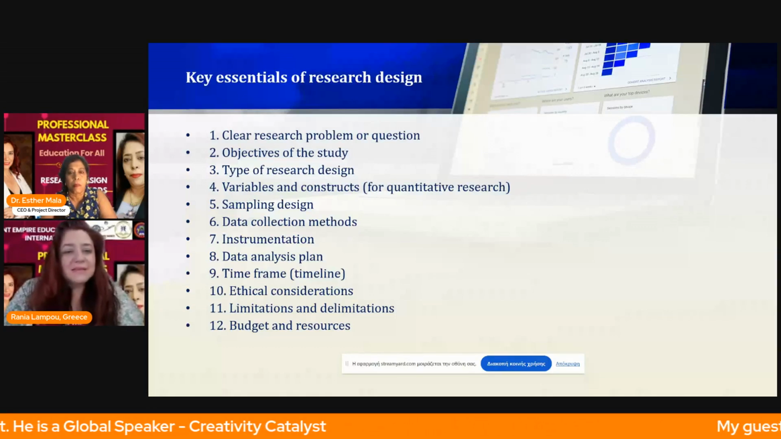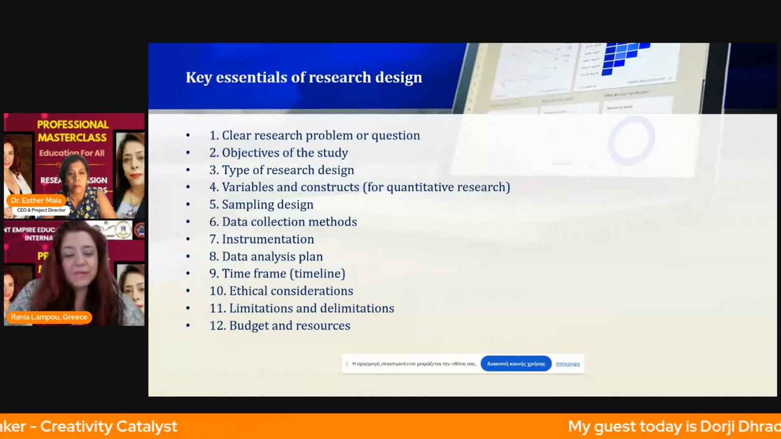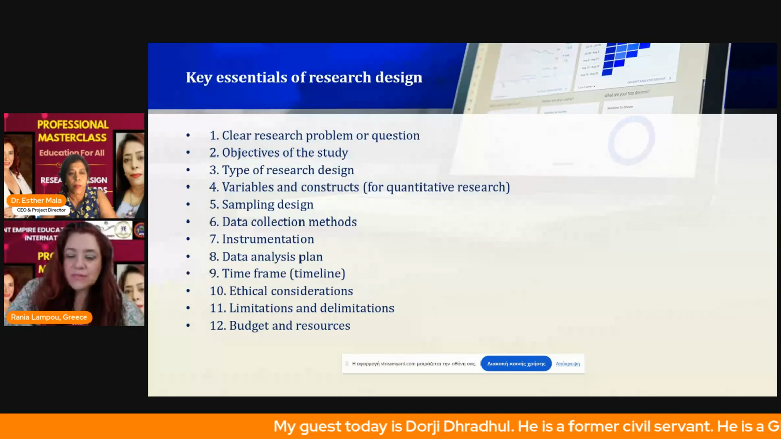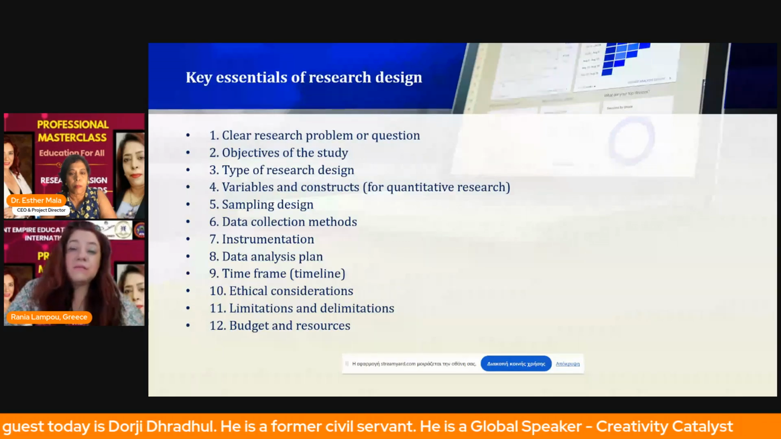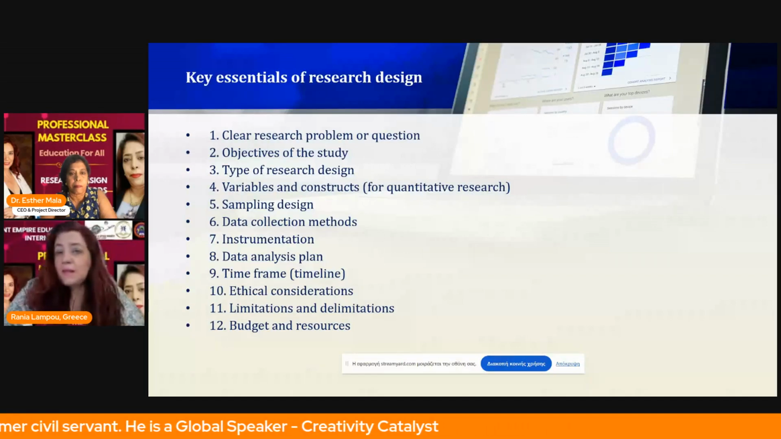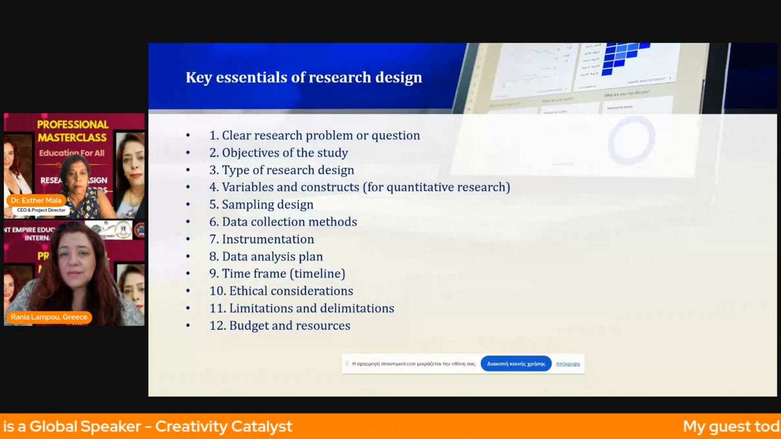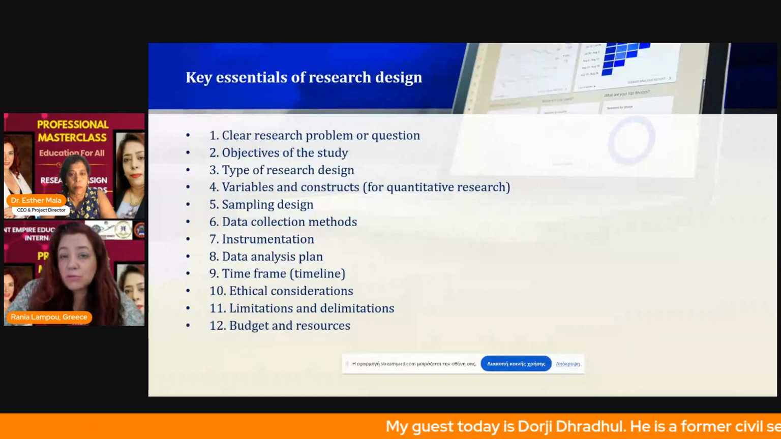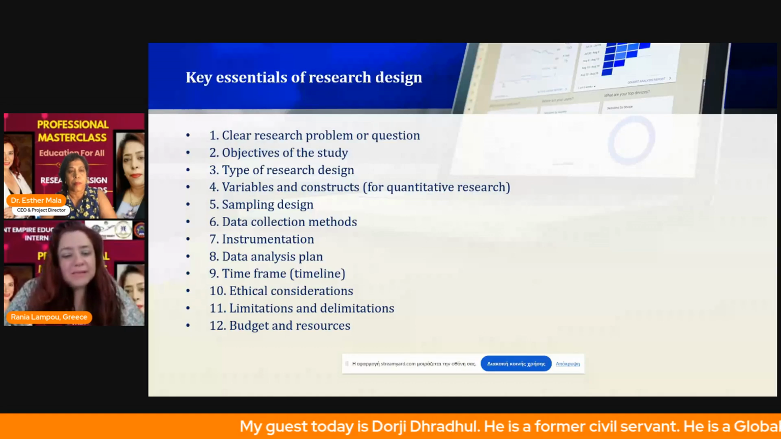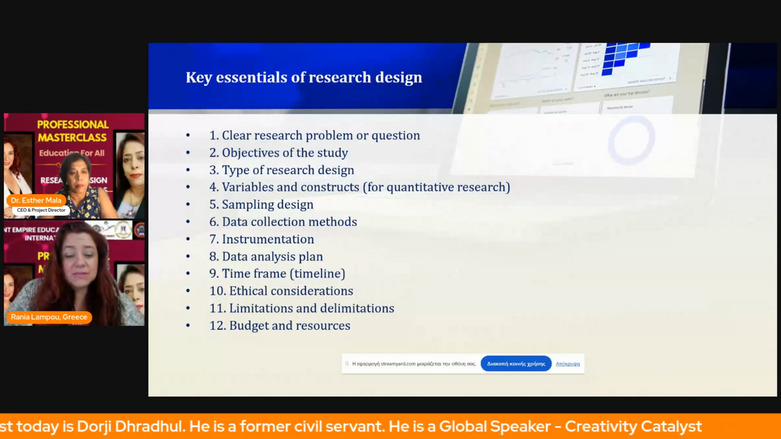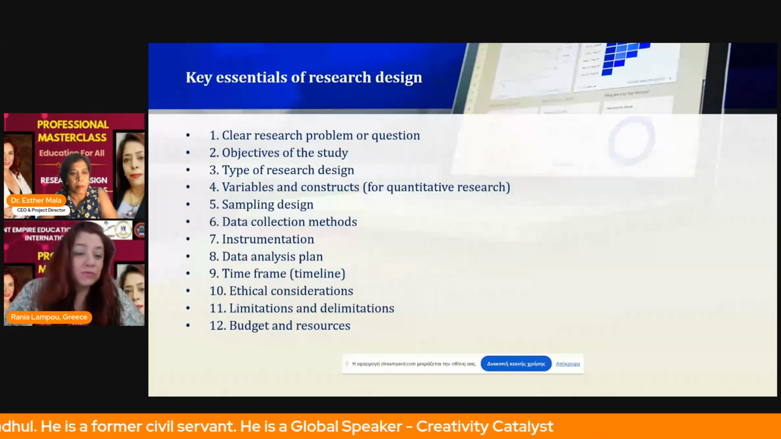The data analysis plan, because this is important, it specifies how data will be processed and interpreted. If we talk about quantitative research, then we use statistical methods, t-test, regression. If we have qualitative research, then we will go for thematic analysis or coding or content analysis. And the time frame, the timeline, very important, because it outlines when each part of the research will be conducted.